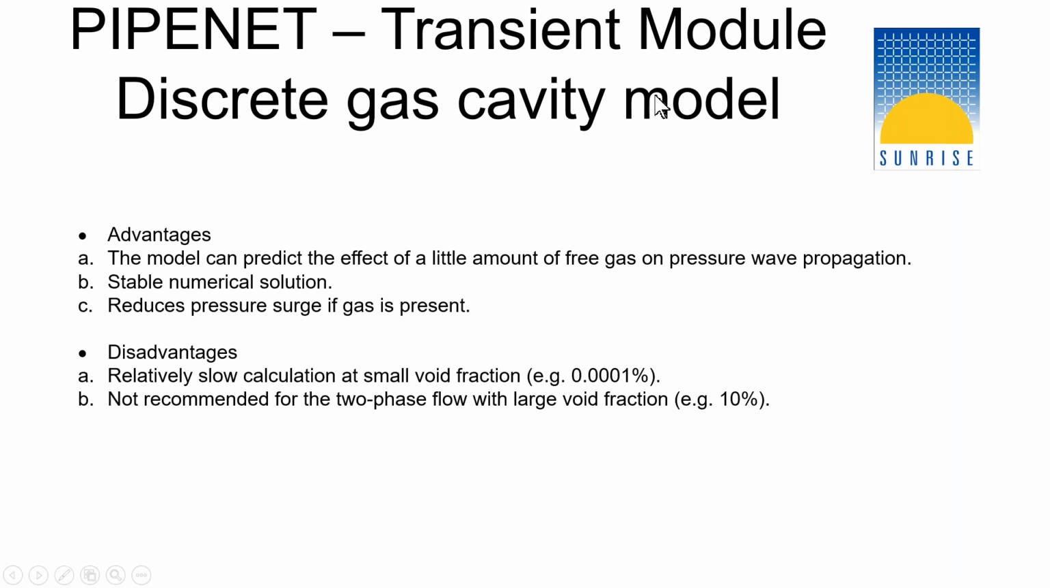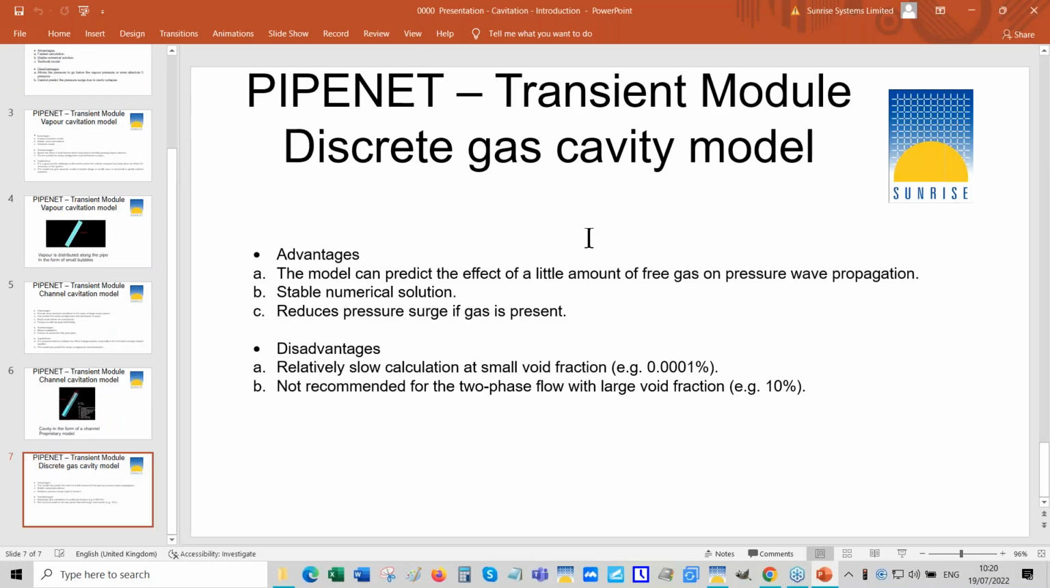And the discrete gas cavity model, again, is from the Streeter textbook. Stable numerical algorithm, because it's a textbook model, and reduces the pressure surge if a gas pocket is present. It can make the calculation slower, but don't forget that in saying that there is a gas pocket, it's not for two-phase flow. So it cannot be used for stratified flow and things like that. The gas pocket is in one place essentially, or it's in the form of a bubble that can move. It's not a two-phase flow situation. That is basically the four models for cavitation in PIPENET.